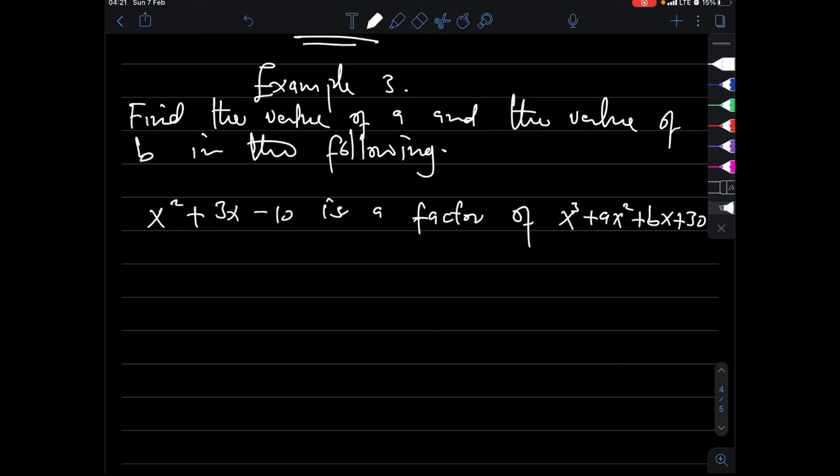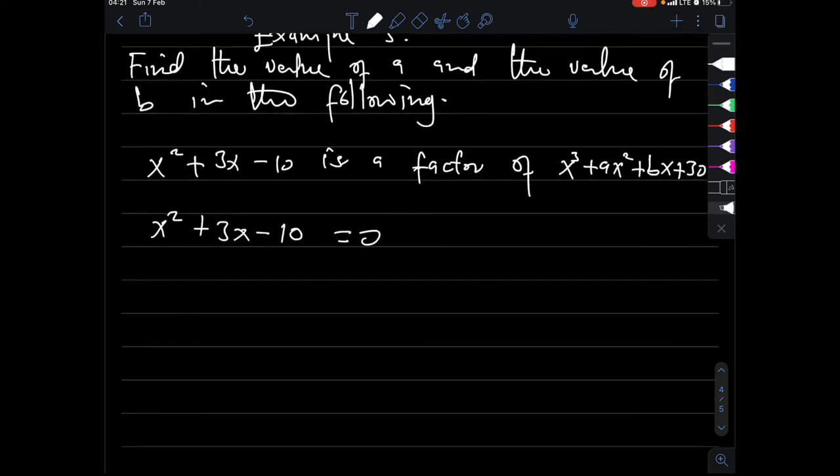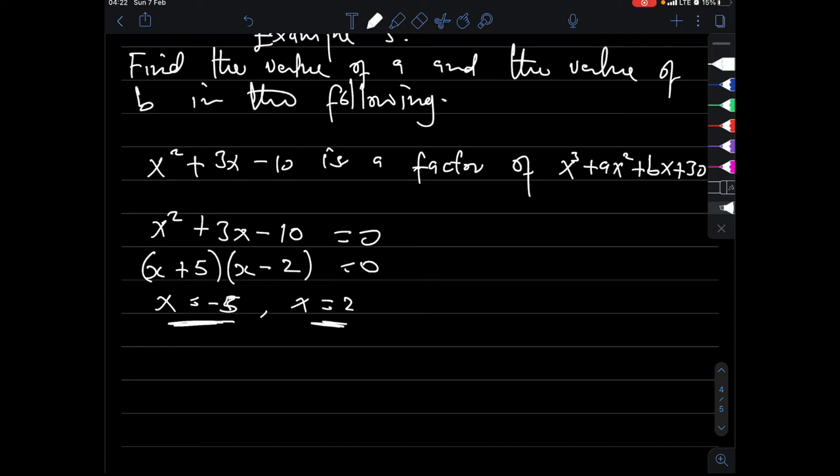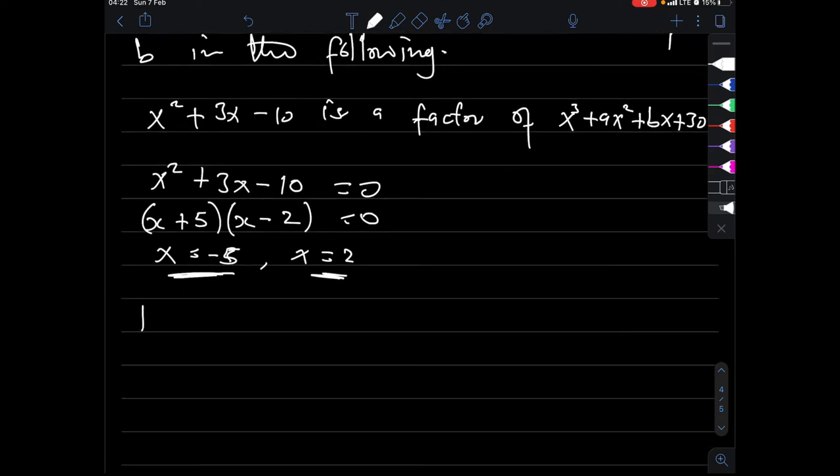You are looking for the roots of the quadratic. So you have x squared plus 3x minus 10, let's factor this and say it's equal to 0. So x plus and minus. This is negative 10. Factors of negative 10 that add to give 3 will be 5 and negative 2. So you have x equals negative 5 and x equals 2. Now you are going to work in two cases, when x equals negative 5 and x equals 2.